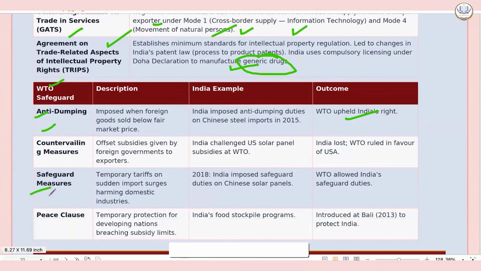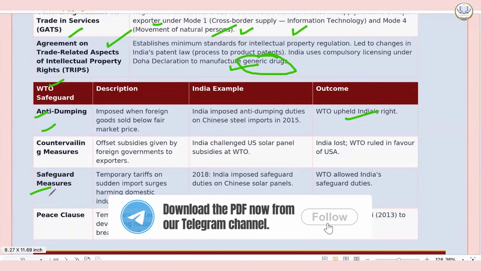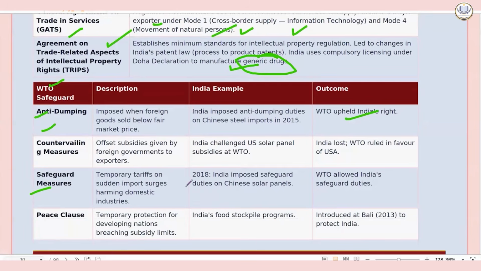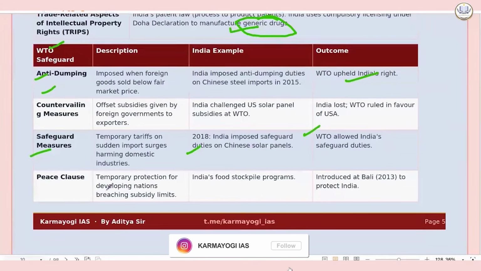Then we have safeguard measures, so temporary tariffs on sudden import surges which are harming the domestic industries. Okay. India imposed safeguard duties on Chinese solar panels. WTO allowed India safeguard duties.